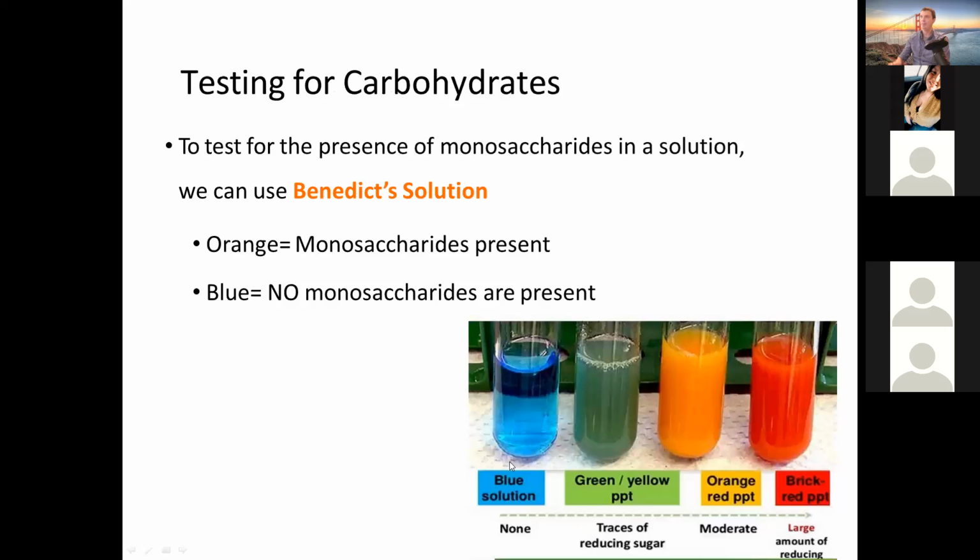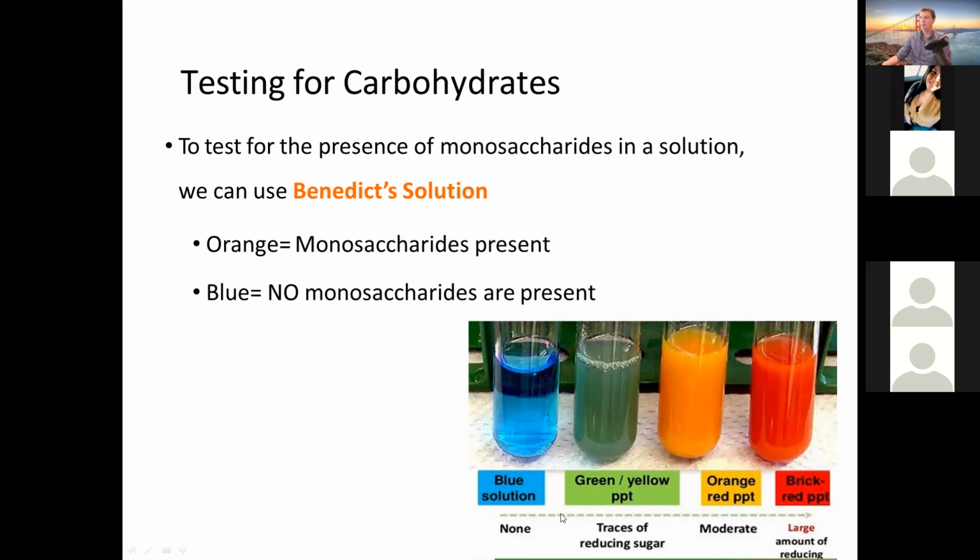Okay. So there are tests to determine what macromolecules are in a sample. What you'll be doing in the lab is these tests. You'll be testing for carbohydrates. To test for carbohydrates, we use Benedict's solution. In the presence of monosaccharides, or carbohydrates, the solution will turn orange. So for Benedict's solution, you want to remember orange. If no monosaccharides are present, it'll turn blue.